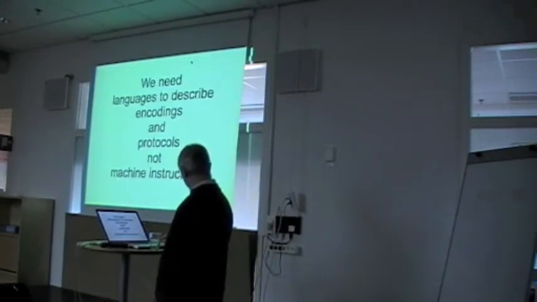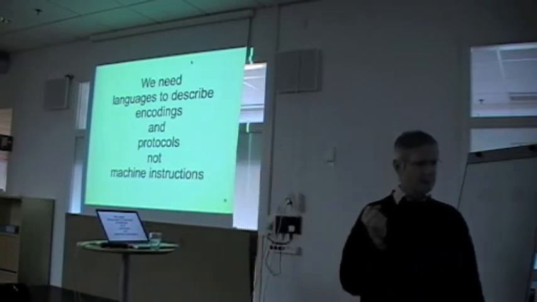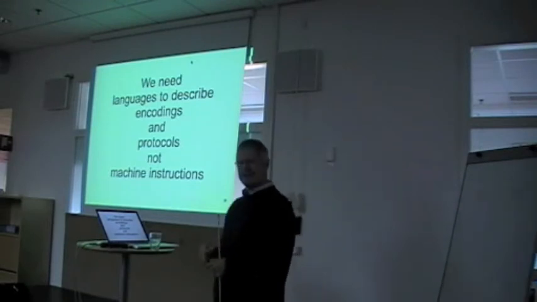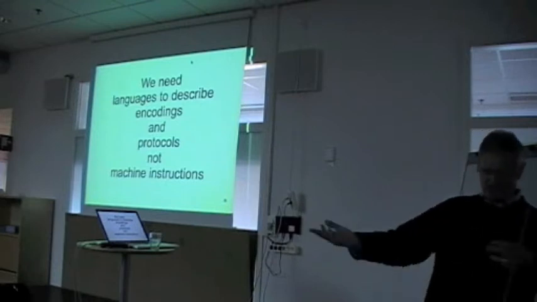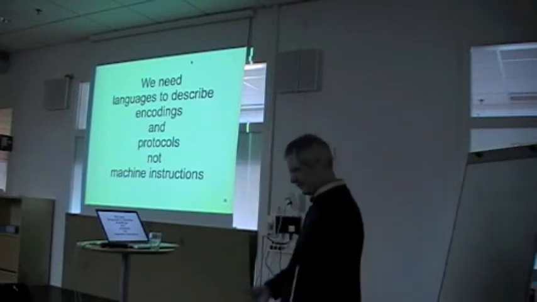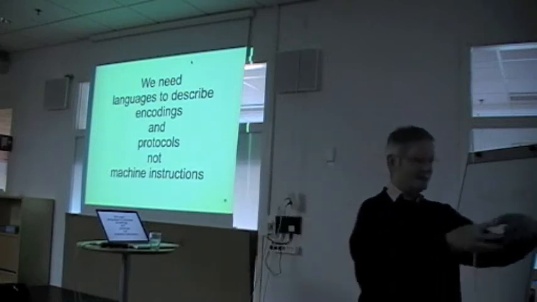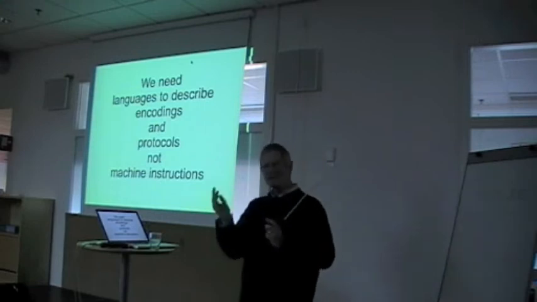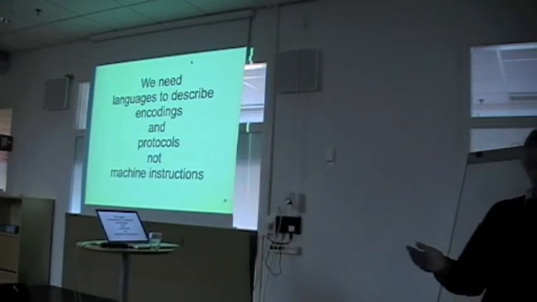We actually need languages to describe encodings and not machine instructions. The programming languages we have today describe machine instructions, only they do it in different ways. Erlang, C, C-sharp, C++, Haskell, they describe what a virtual machine does to some sort of abstract model of the world. There are loads of them. We don't want more of them. Not fewer of them. It's just confusing at the moment.